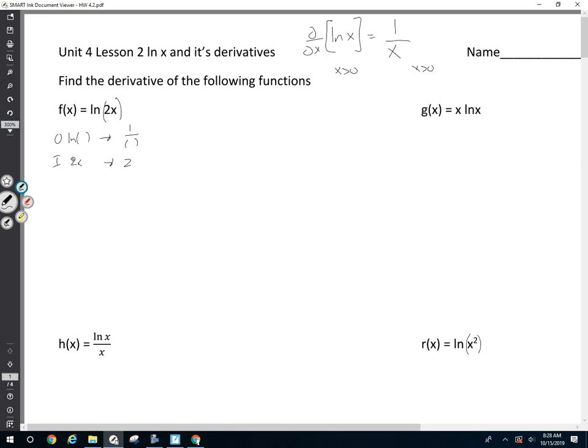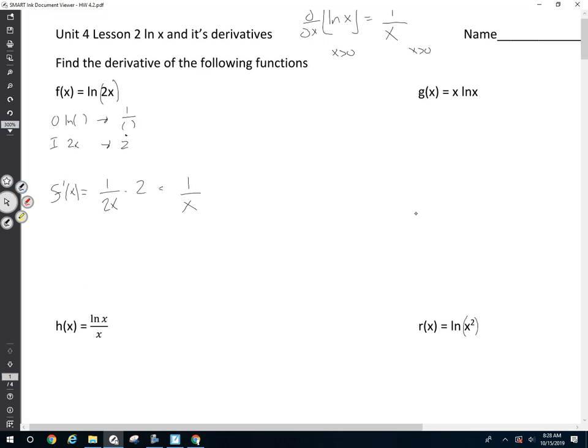The derivative of 2x is 2. Now watch what happens when we multiply the derivatives of these composed functions. We have 1 over 2x times 2. The 2's will cancel. You end up with just 1 over x. Okay? Let's see with R.